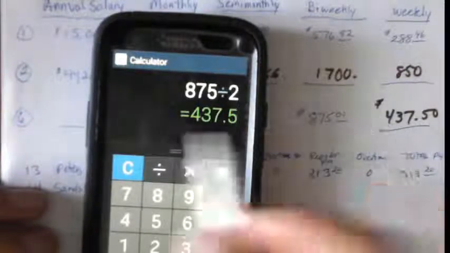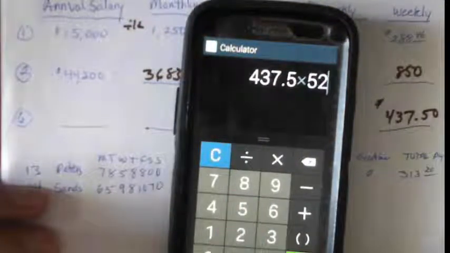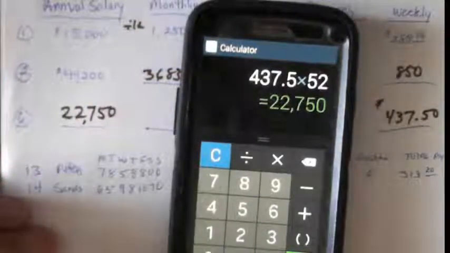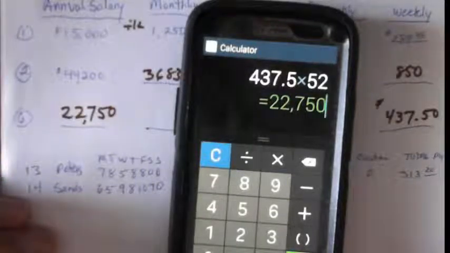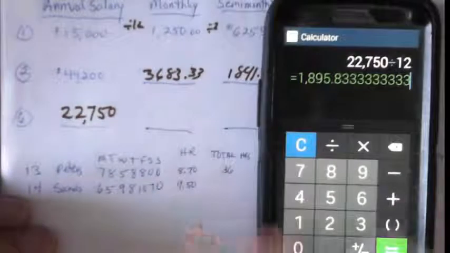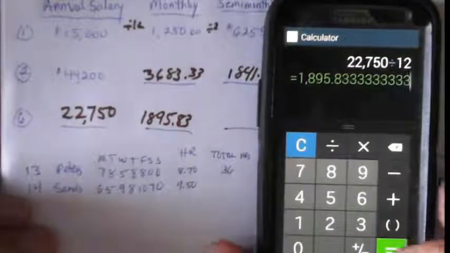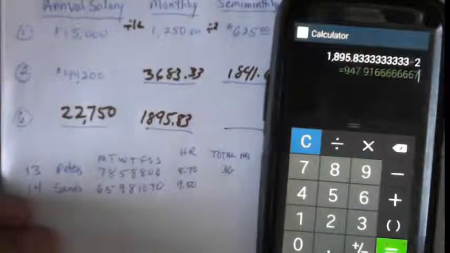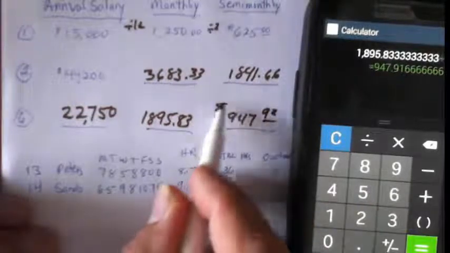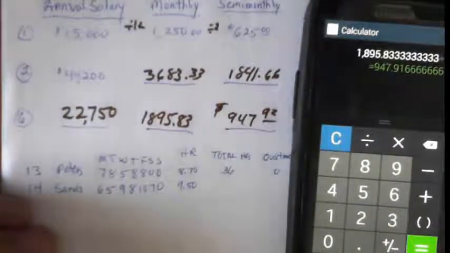So then we have to figure out the annual salary. So we would multiply that by 52, right? So our annual salary is $22,750. Well, then to get our monthly, we would simply divide that by 12. And to get semi-monthly, we would divide that by 2. Because 91 is going to round up. Pretty straightforward on that.